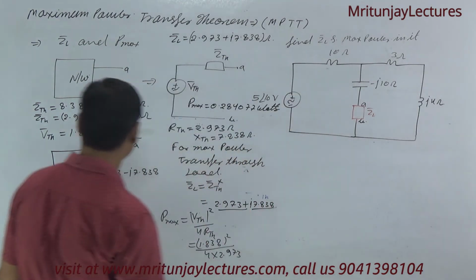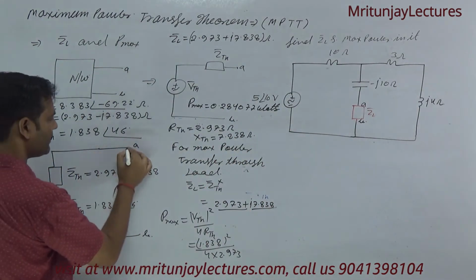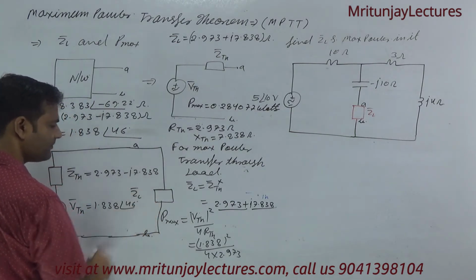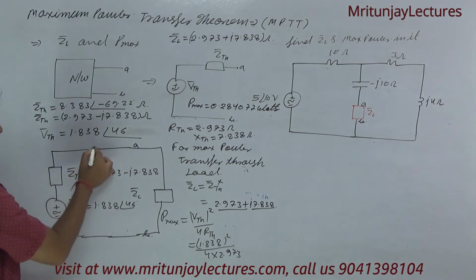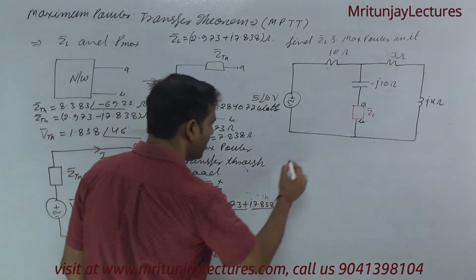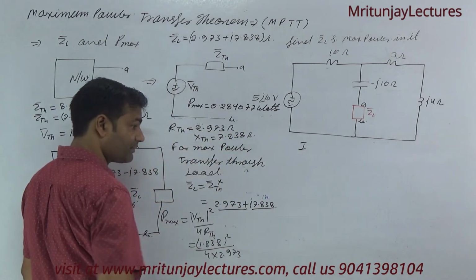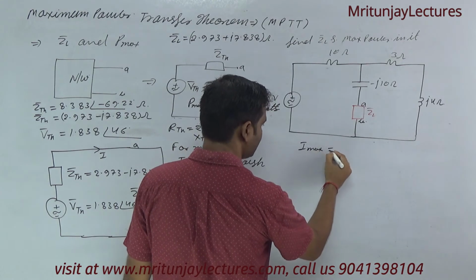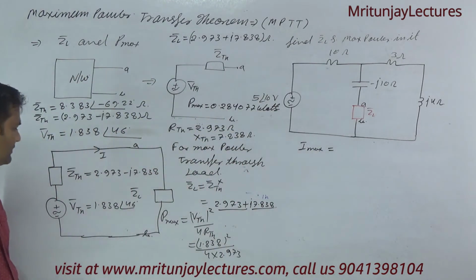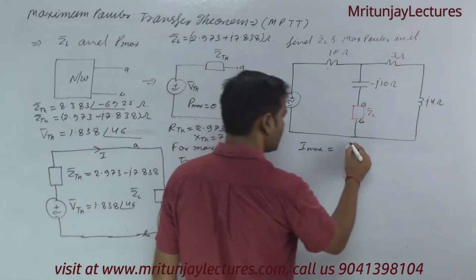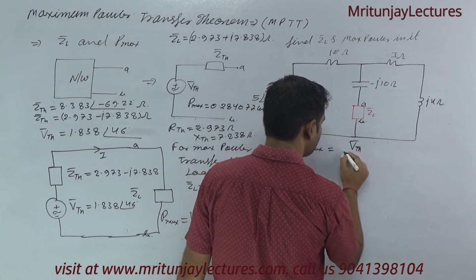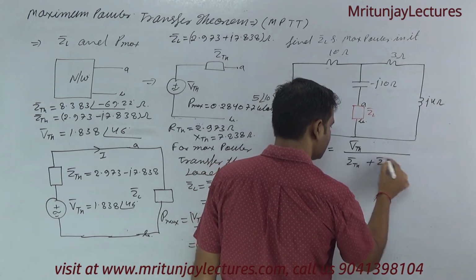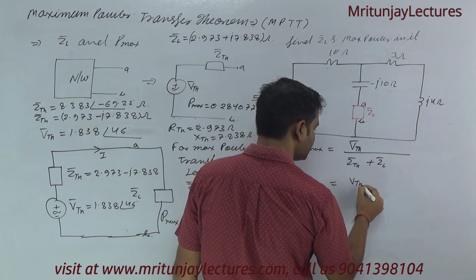After making this one, this is connected to ZL also. Okay, so what about I corresponding to maximum power? This I is I max, corresponding to maximum power, VTH divided by ZTH plus ZL. Clear? VTH is written like this one.